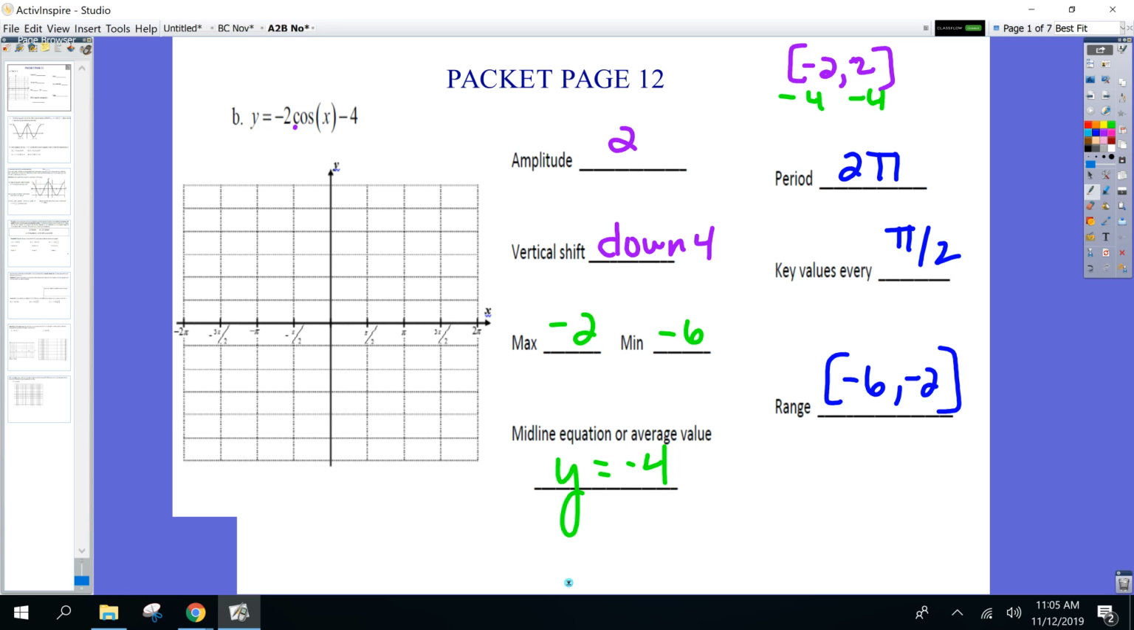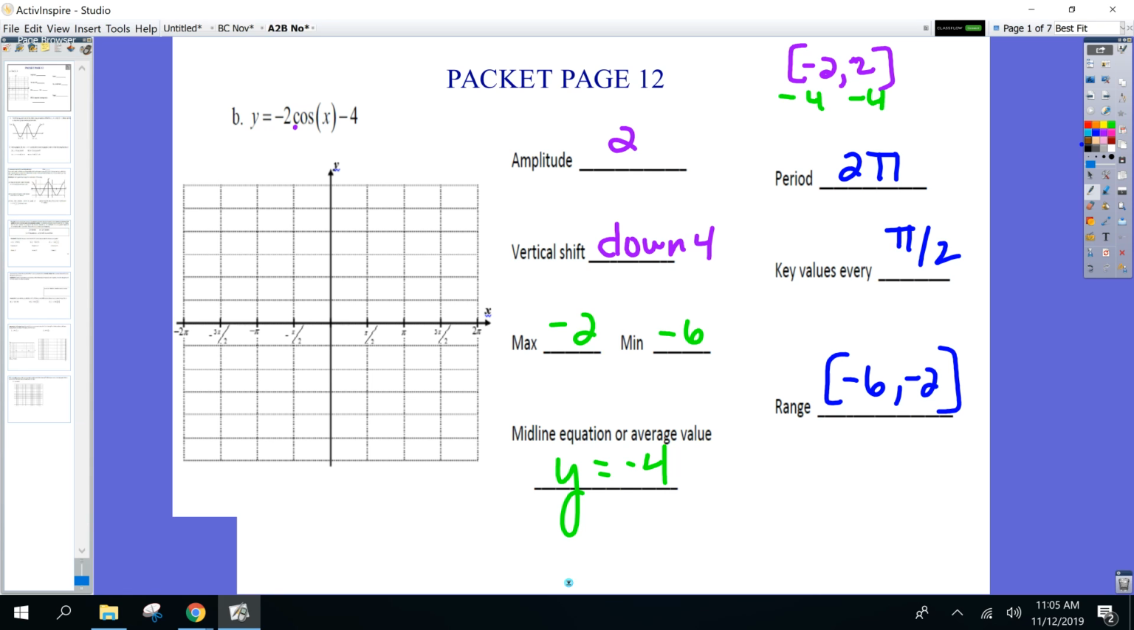Okay, there's a lot going on, guys. I got a shift, I got a negative out in front. Take your time. Cosine, where does it start? Usually at its max. But what's out in front? A negative. So it's not going to start at its max. It's going to start at its minimum. Everyone see that? All the maxes get turned into mins, mins get turned into maxes.